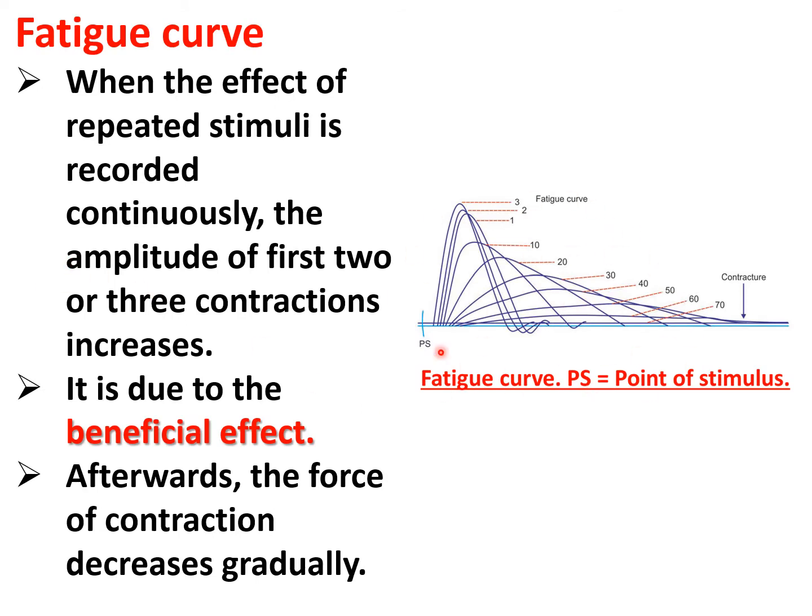So this one is a fatigue curve. When the effect of repeated stimuli is recorded continuously, the amplitude of the first two or three contractions increases. Here you can see the first curve, second curve and third curve. The amplitude of these curves increases and then gradually declines, and the initial rise is due to the beneficial effect.